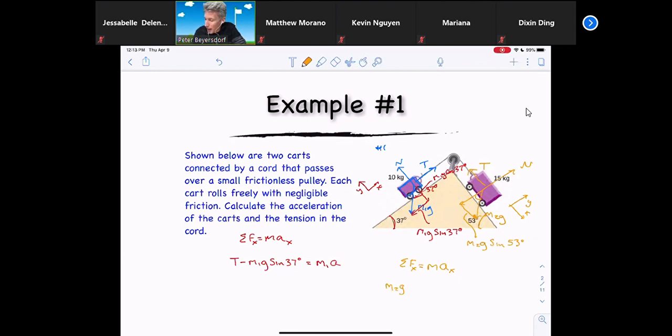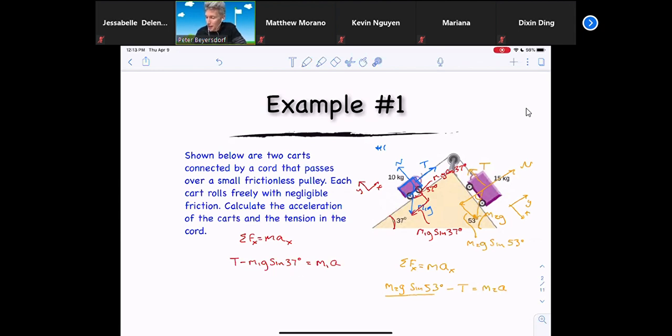Okay, so I've got m2g sine of 53 degrees pointing down, and I have tension pointing up. So they're in opposite directions. And the one that's in the direction of motion, this m2g sine 53 degrees, that's going to be my positive. And I'll set that equal to ma. Again, I'm using m2 here because I'm only considering block 2 in this equation.